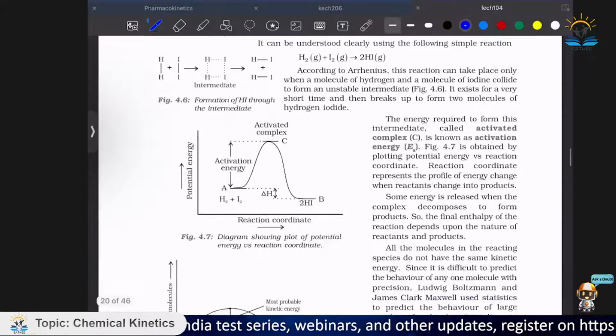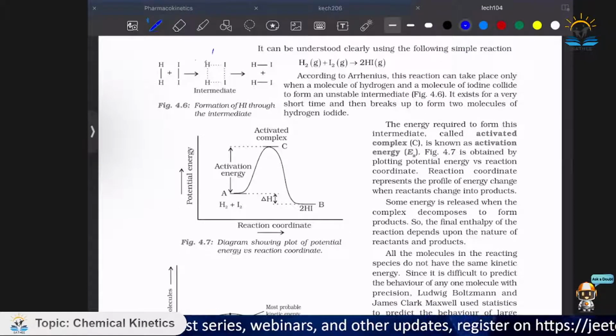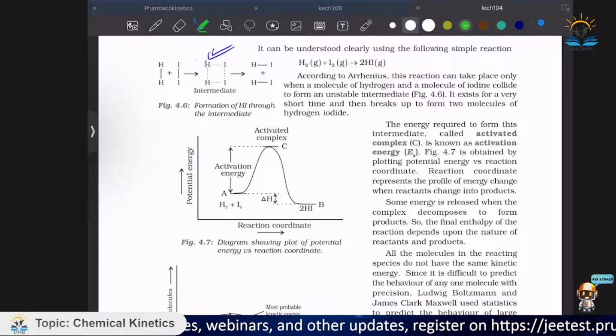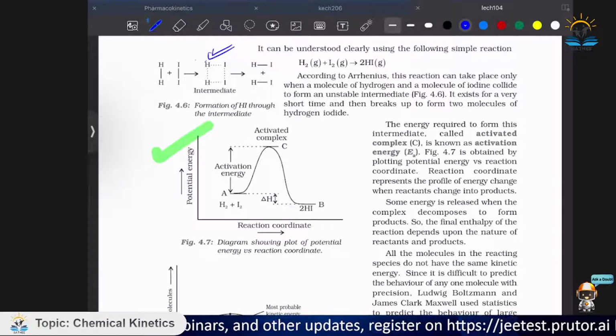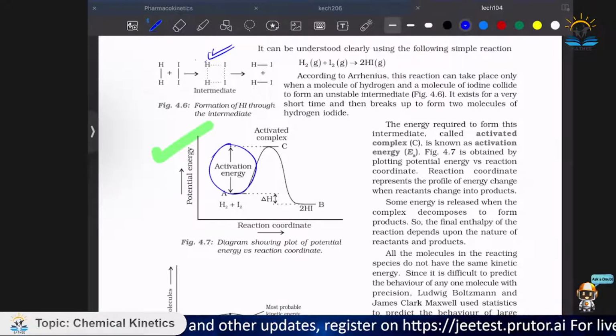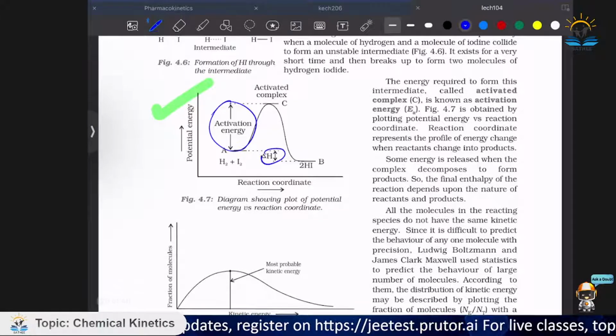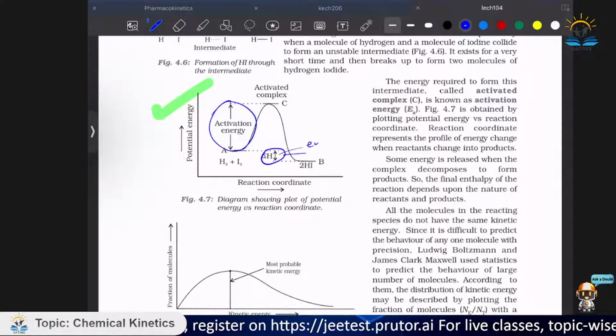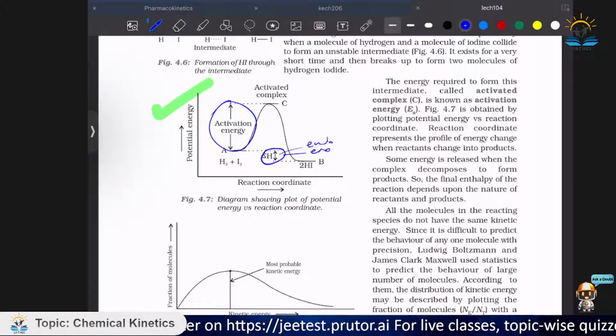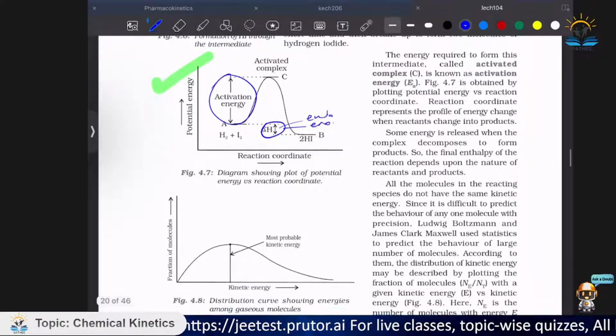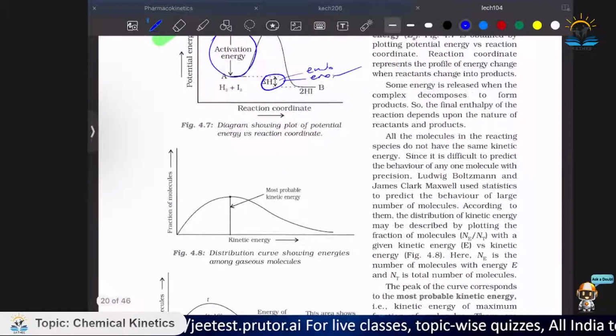Now, what does Arrhenius say? Arrhenius says that formation of an intermediate happens. He gave this graph. This graph you have seen a lot of times. This graph is basically used to explain activation energy. This delta H might indicate an endothermic or exothermic reaction. Here it is an exothermic reaction.